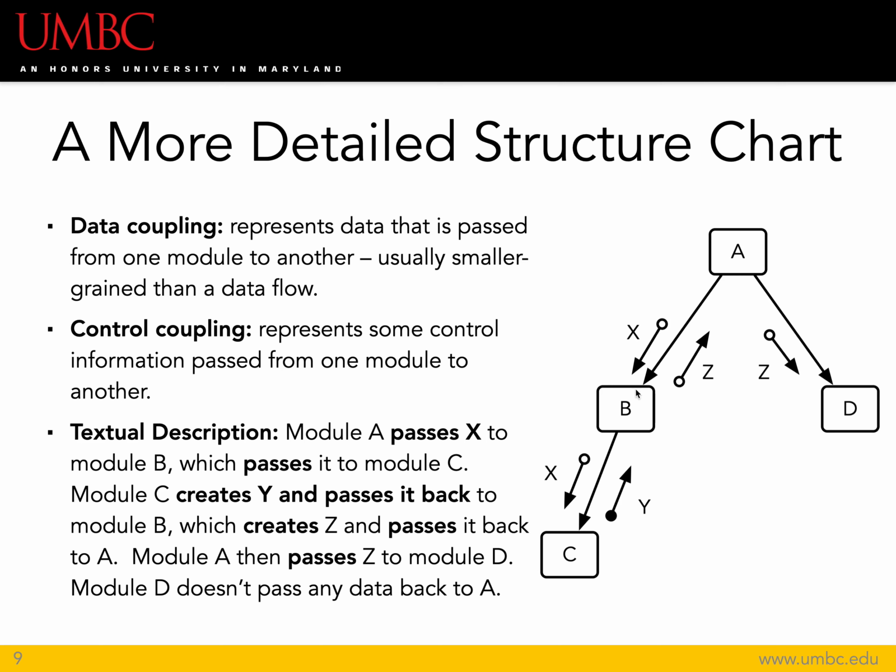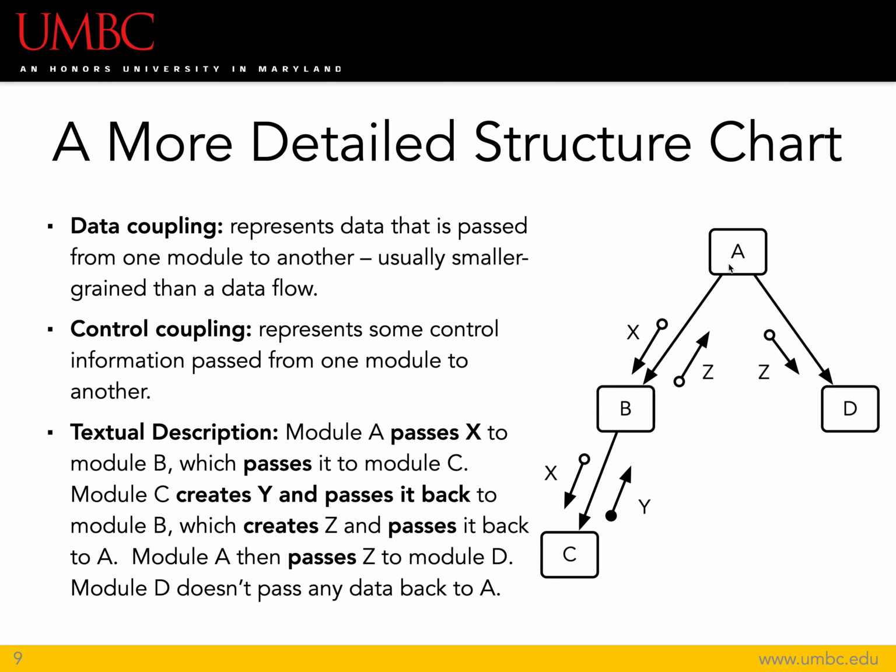Okay, so here's the textual description. Module A is passing X to B. So this is sort of an object-oriented description because you can see the focus is on modules passing things rather than on where the thread of control is going. And then B passes X again to C. C creates Y, which is this information signal, this control couple, and passes that back to B, which then creates Z. Notice that Z was not created by C. It's just created by B in response to this signal returning from C. And then Z is passed to A.